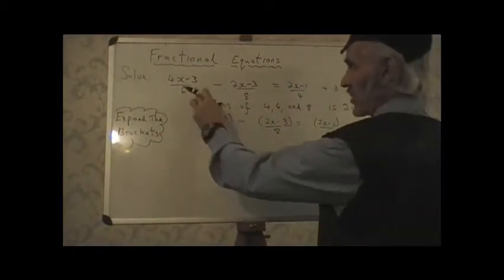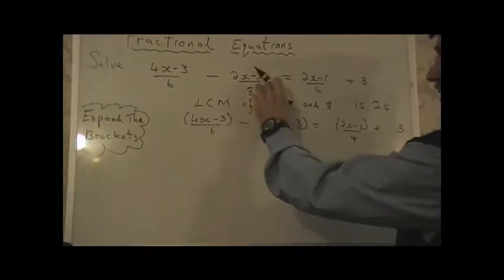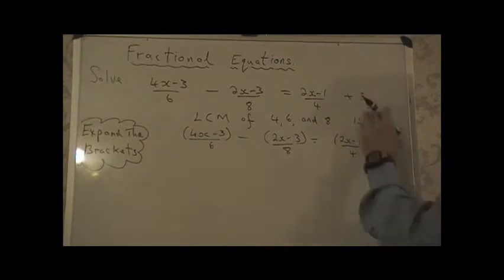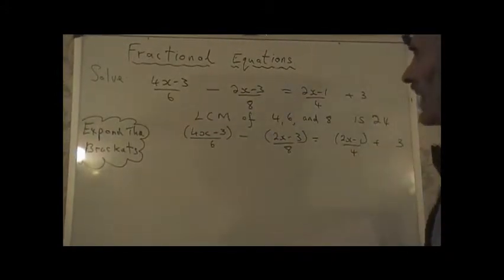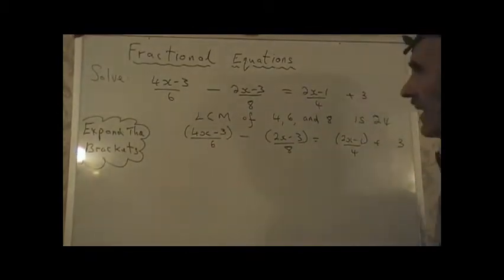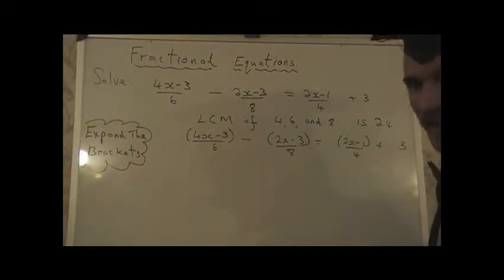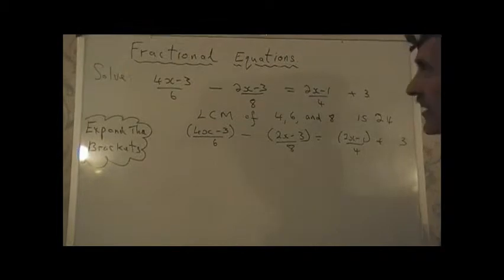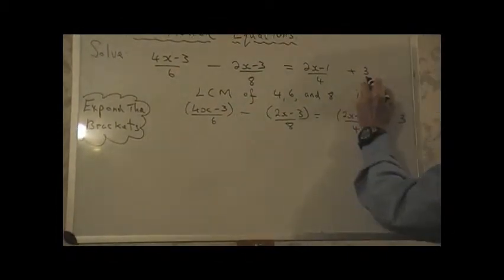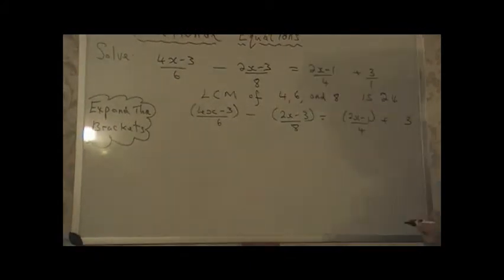We have (4x minus 3) over 6 minus (2x minus 3) over 8 equals (2x minus 1) over 4 plus 3. What we have to do here is eliminate the fraction. And you may well know that we look for the LCM, the lowest common multiple of 6, 8 and 4. You can put this 3 on the end here over 1 if you want to.